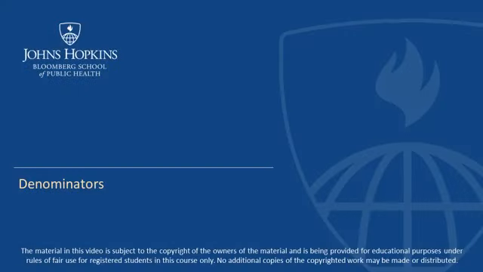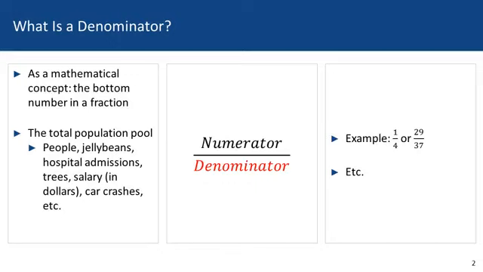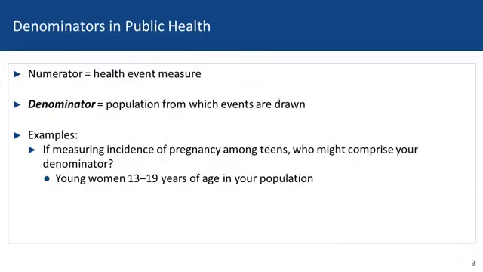In this section, we will consider denominators in public health. As a mathematical concept, the denominator is the bottom number in a fraction, so 1 out of 4, for example. Essentially, it is our total population pool. Most commonly, we think about people, but this could be anything: jelly beans, hospital admissions, trees, salary, or car crashes, for example.